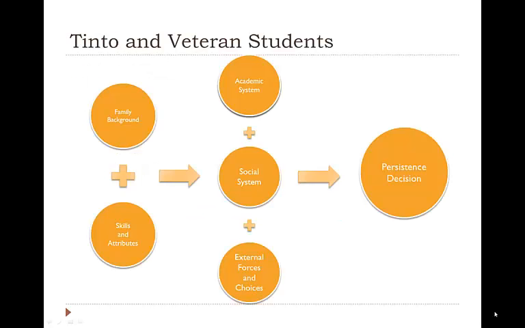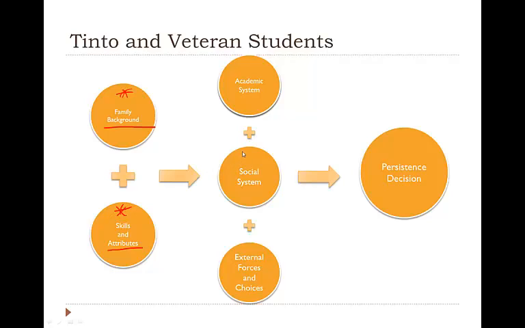So what does this mean when we apply Tinto's model? Because we've already talked about Astin's model in terms of the inputs that they're bringing. The campus culture and their environment is going to affect their learning outcomes, what they get out of college. All right, so that's the IEO model. Now, when we talk about Tinto's model, this is going to be very different, because for veteran students, we have the family background and we have skills and attributes. These two things are going to be very different than non-veteran students. All right, so these are going to have a much bigger impact on the academic and the social system.